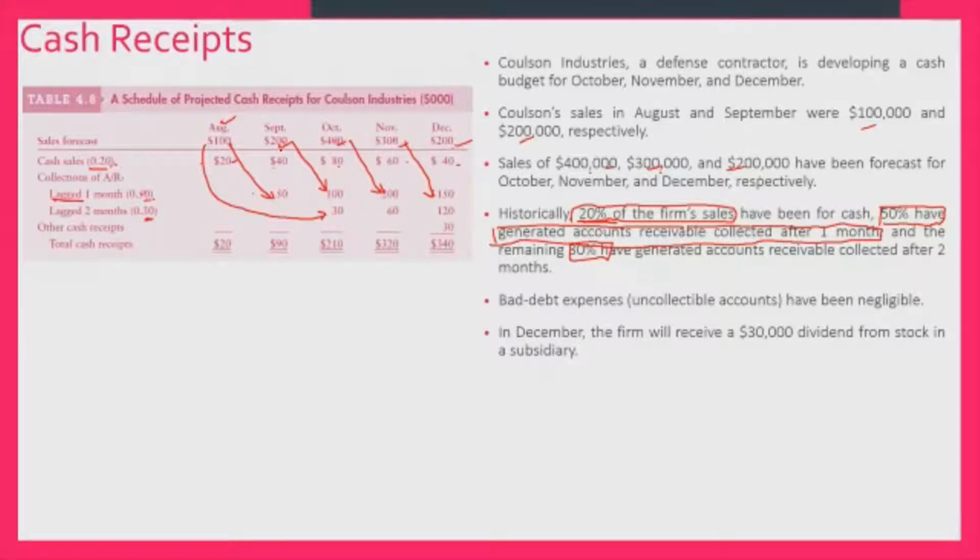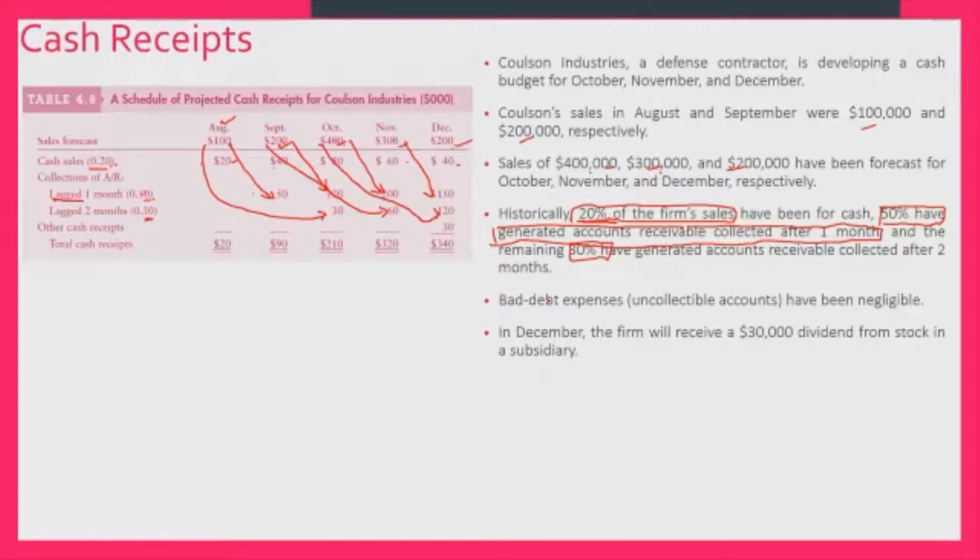September, 30% is paid 2 months after, October, November. So 30% of 200 is paid in November. And then for October, 30% of 400 is paid in December.